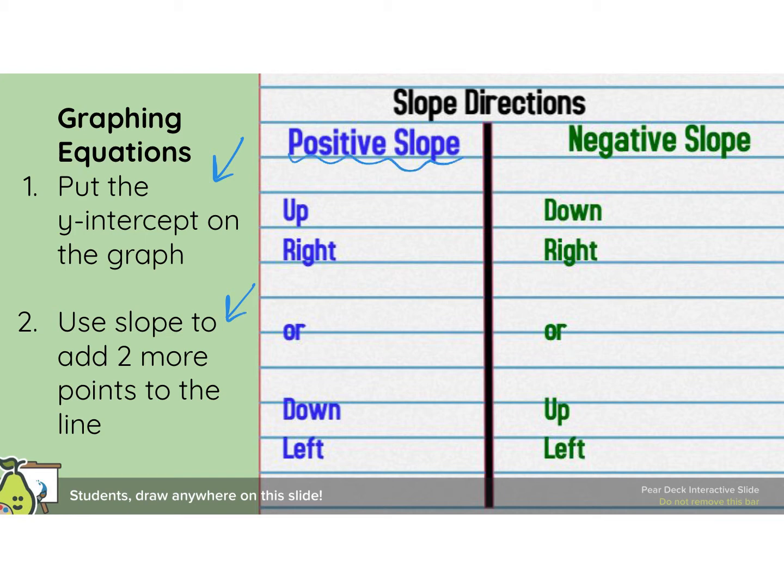slope directions. If it's positive, you can go up and to the right, or you can go down and to the left. And then if your slope is negative, you can go down and to the right, or you can go up and to the left.